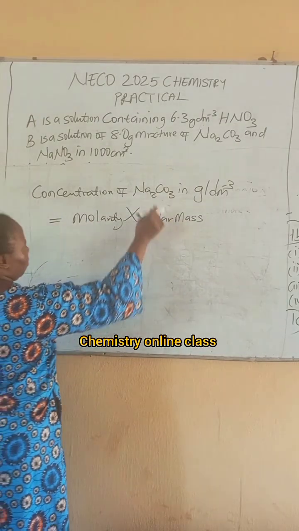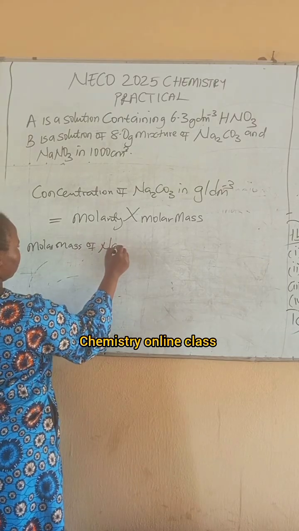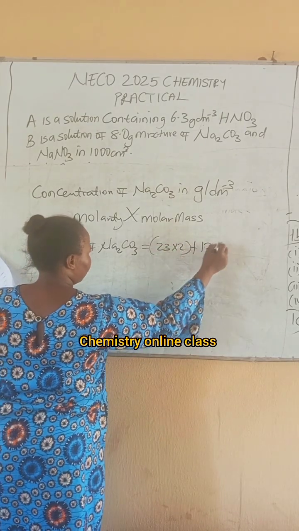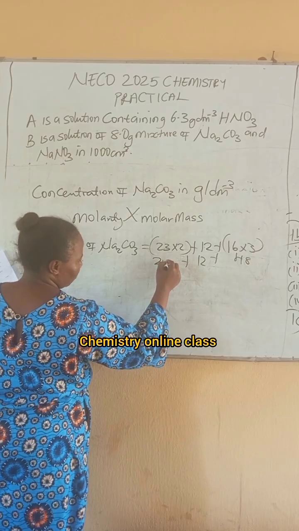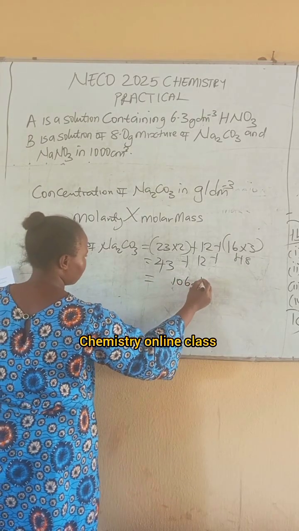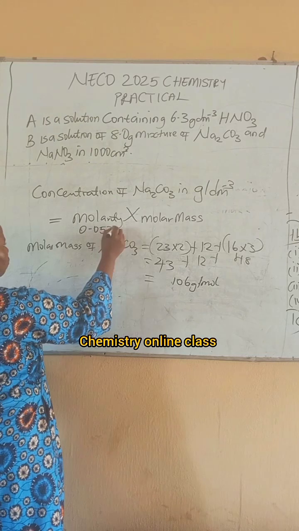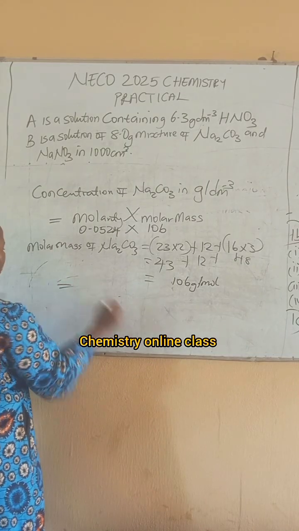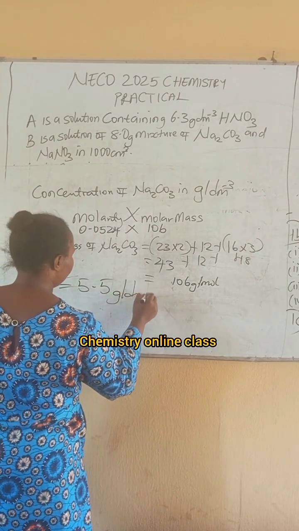So the molar mass of this sodium carbonate, let's calculate the molar mass. Molar mass of Na2CO3 is equal to, just add their atomic masses, we have 23 times 2 plus 12 plus 16 times 3. Okay, we have 48 plus 12 plus 46, which is going to give us, when we add, 106 gram per mole. Okay, now we carry this to this formula, which is going to give us our molarity. We have 0.0524 times our molar mass, which is 106. We are going to have our concentration in gram per dm³ as equal to 5.5 grams per dm³.